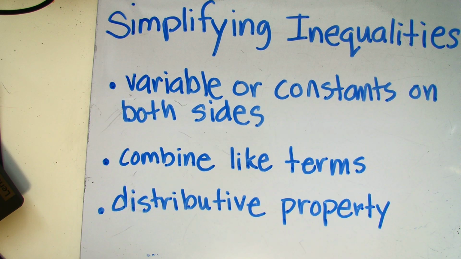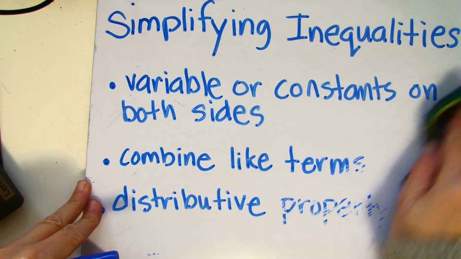Similar to working with equations, we sometimes have to do some simplification before we find the value of our variable. This is also going to be true when solving inequalities. In some instances, we might have a variable or constants on both sides of the inequality. We might have to combine like terms before we can solve for the variable. And we might have to apply a distributive property. I'm going to go through a few examples of these types of problems.